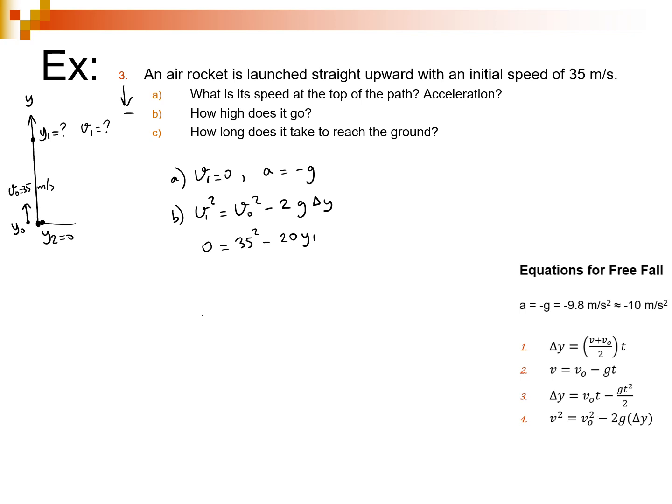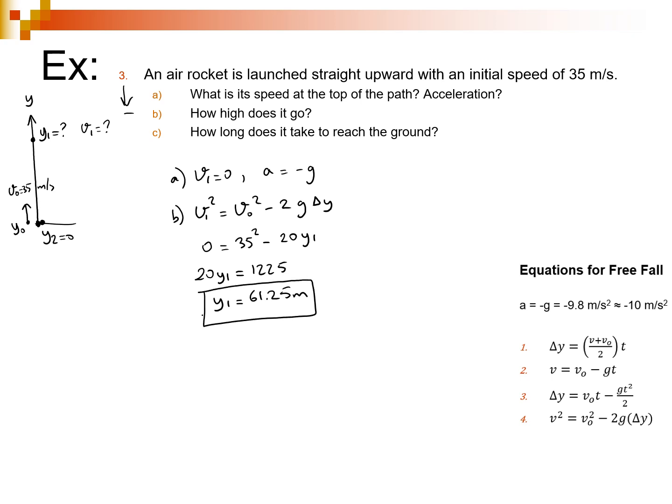Okay, so this means 20 y1 is equal to 35 squared, and 35 squared makes 1225. And when we solve both sides, y1 becomes 61.25 meters. All right, so that is our answer for part B.